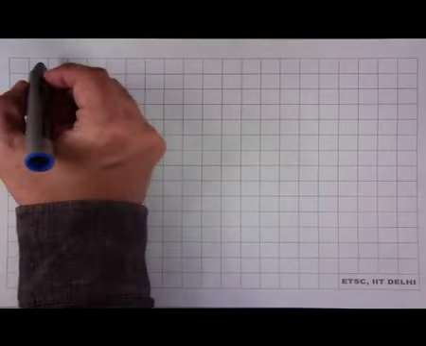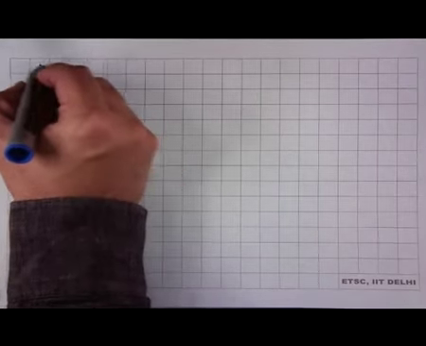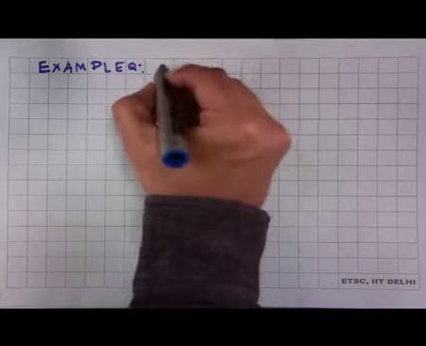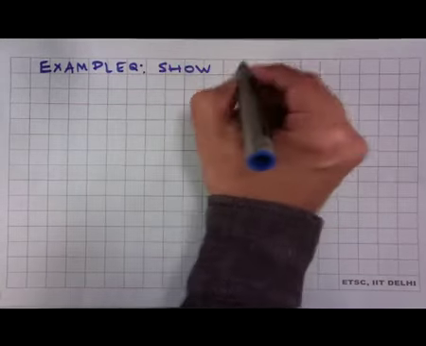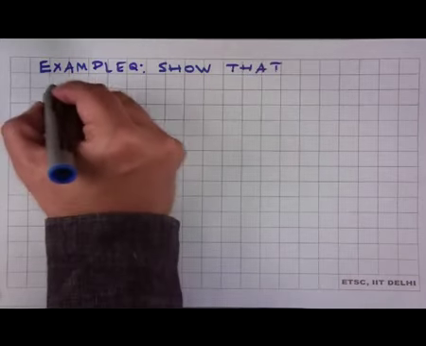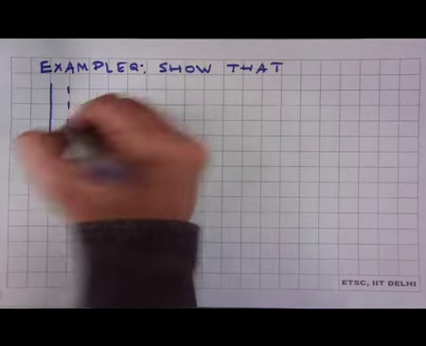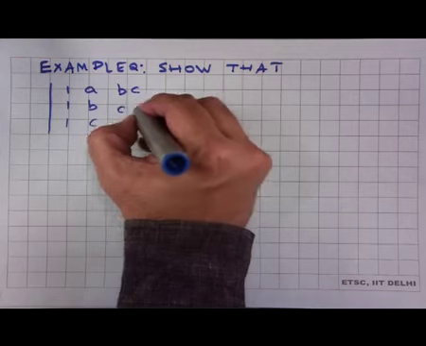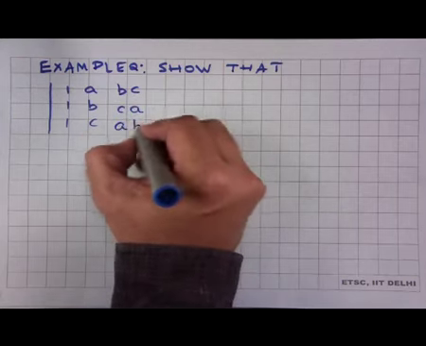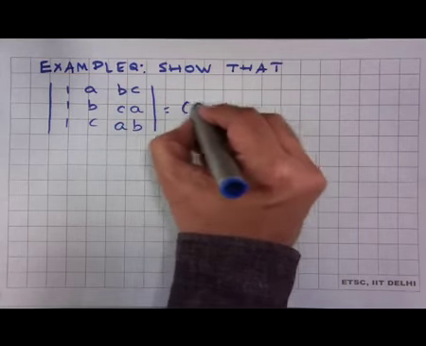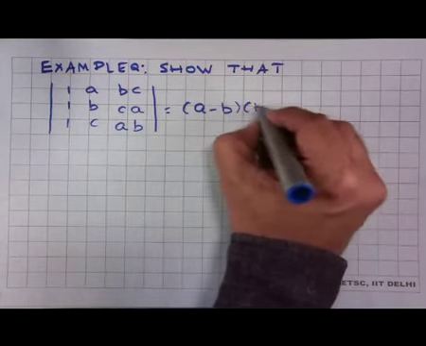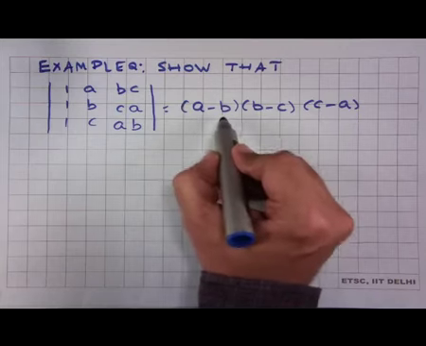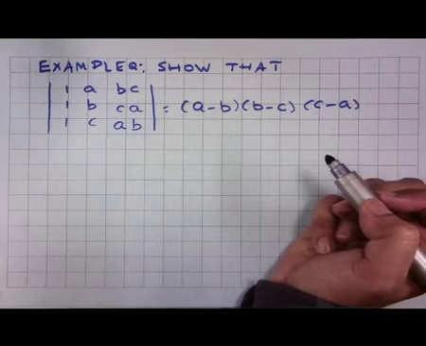For the next example, let us look at the following identity. Example 2, where we have to show that the following determinant, 1, 1, 1, A, B, C, B, C, C, A, A, B, is equal to (A minus B)(B minus C)(C minus A). We have to show that this determinant is a product of these three terms. So how do we go about it?